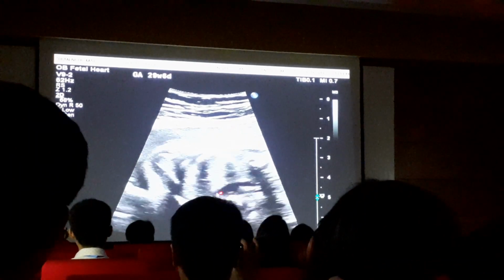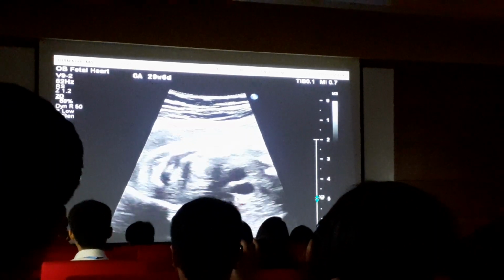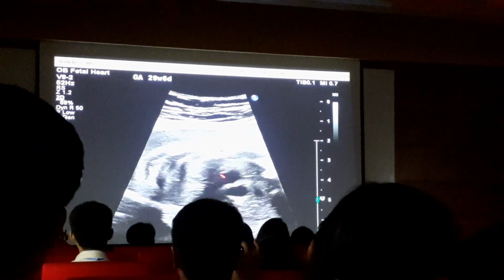Trachea to the right of these two vessels.